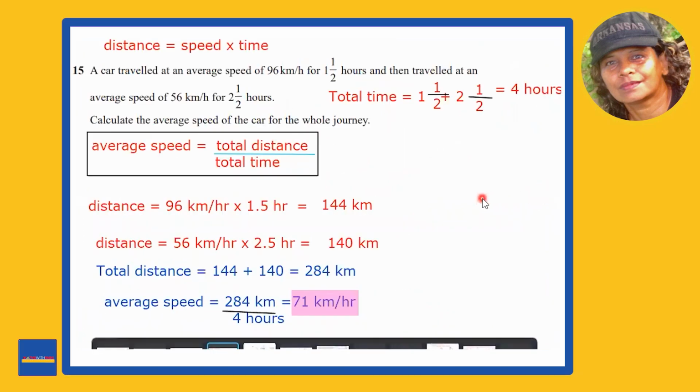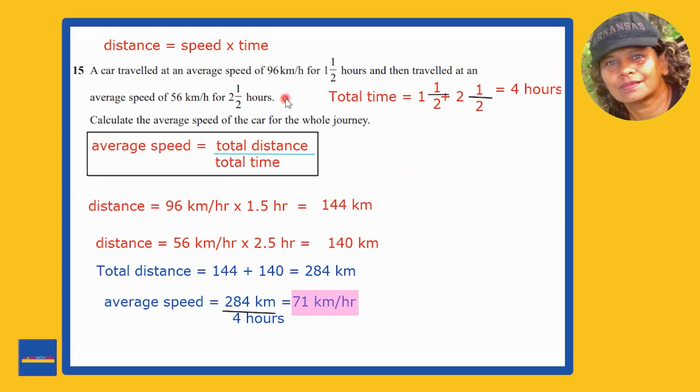Next question, 15. A car travels at an average speed of 96 kilometers an hour for 1.5 hours, and then travels at an average speed of 56 kilometers per hour for 2.5 hours. Calculate the average speed of the car. Now, the way we find the average speed of a journey, it's the total distance over the total time. We know that distance is speed into time. The total time is 1.5 hours plus 2.5 hours, which is 4 hours.